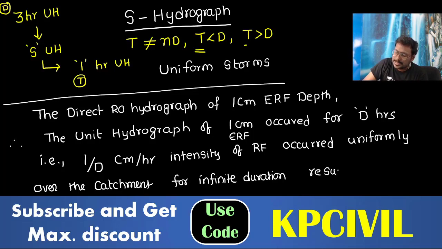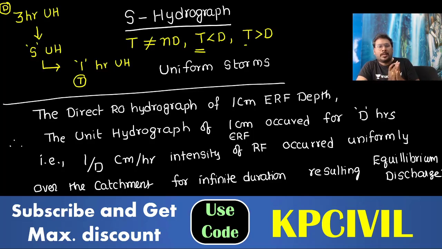What does it result in? The resulting equilibrium discharge is called the S curve. Again I am repeating: a rainfall of 1 centimeter effective depth means a unit hydrograph. Occurred for how many hours? D hours. Then what is the intensity? Depth by duration, 1 centimeter for D hours, so 1 by D centimeter per hour intensity.